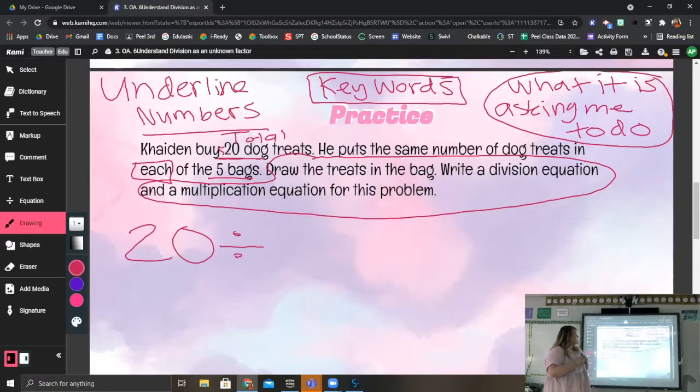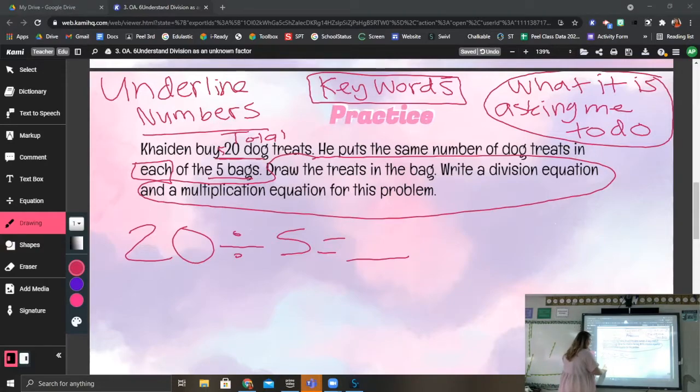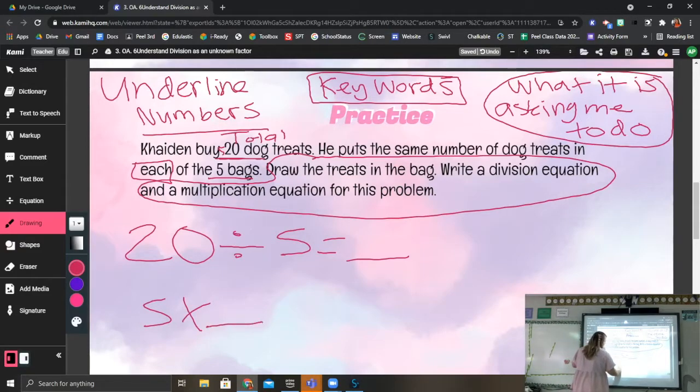Well, he's putting the same number of treats in each of the 5 bags. So that is going to be 20 divided by 5. But we don't know our answer. However, we have been practicing our multiplication facts. So let's see if we can turn this into a multiplication problem and figure it out. I'm going to use 5 as one of my factors. And I'm going to leave a blank because we still don't know the answer. But we do know our product. And our product is 20.